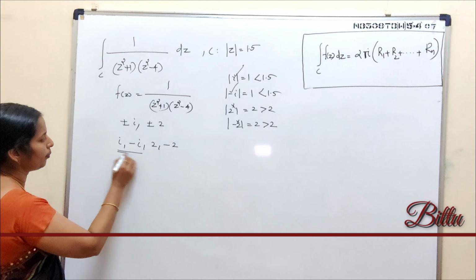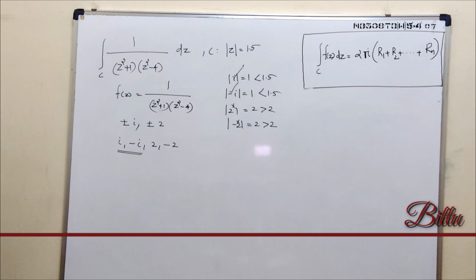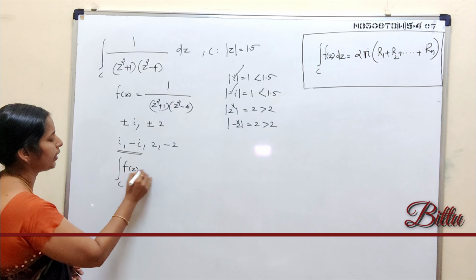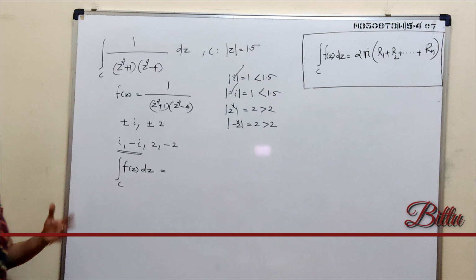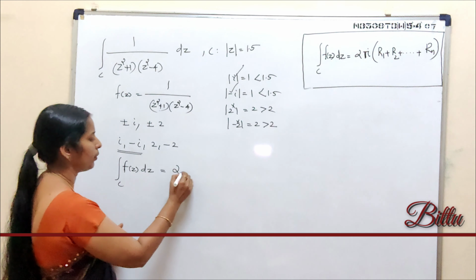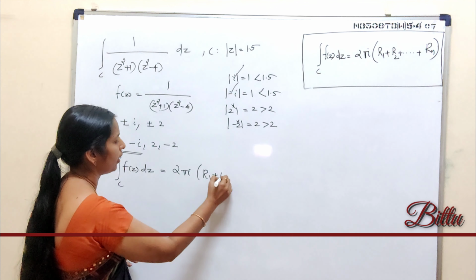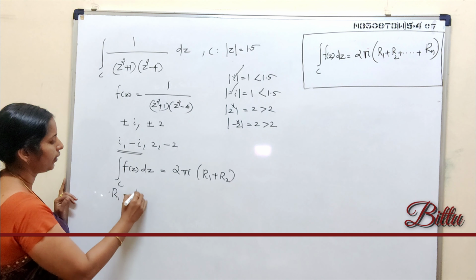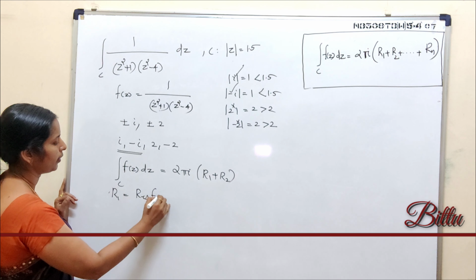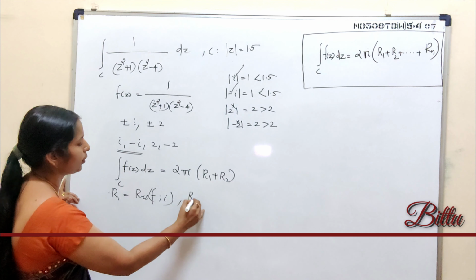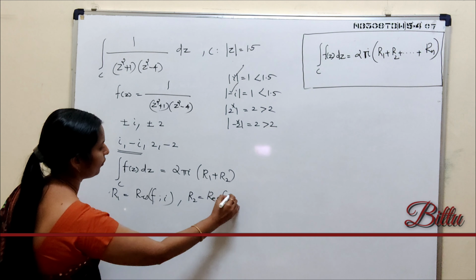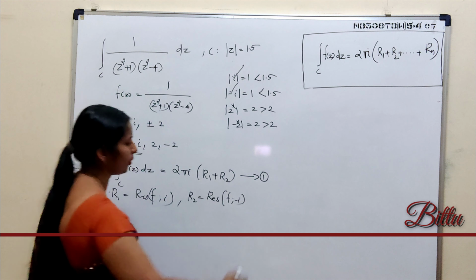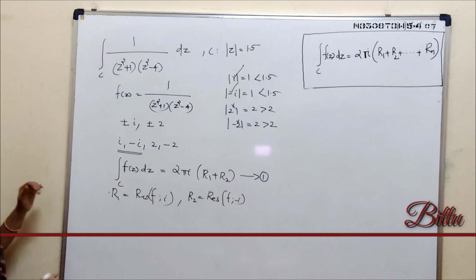So we have these two poles within C, which are both simple poles. So by the residue theorem, the integral over C of f(z) dz: we have two poles which lie within C, so you have to consider R1 plus R2. R1 is the residue of f at i, and R2 is the residue of f at minus i. Next, we evaluate both residues and substitute in equation number 1. You will get the answer to the given question.